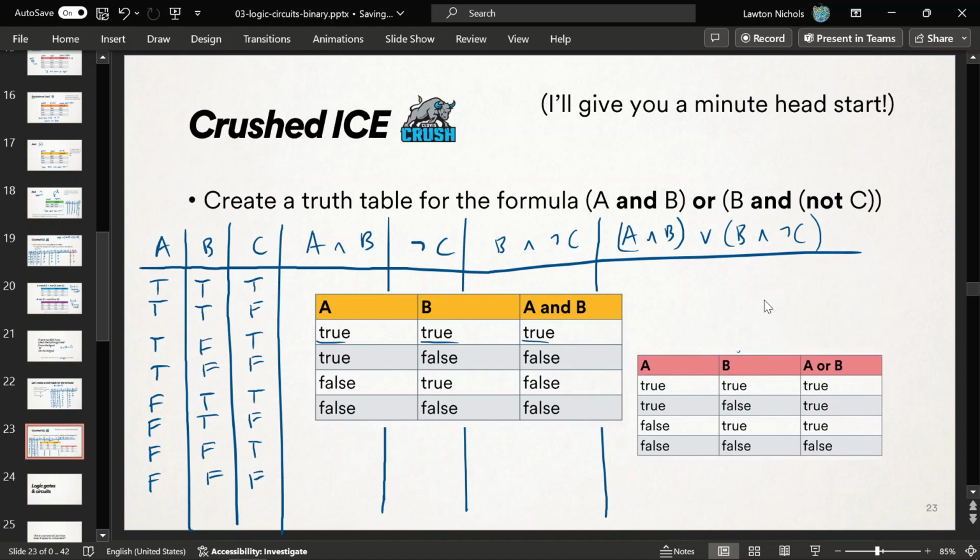So give that a try. I'll give you a minute or two head start, and see if you can get the final column. Figure out all the ways that it's true, because maybe that's going to make you money or something.